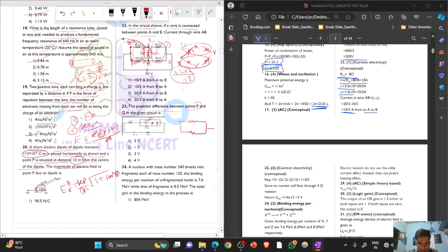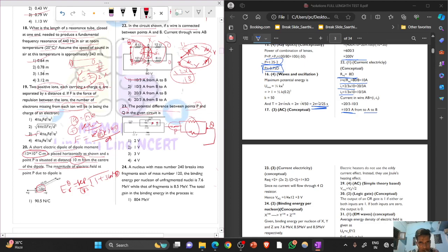Potential will be same as here. And for this case, what you can do, this is point Q, you can say. And if I remove it in this way, this is point P. Okay, this is point P, you can say.